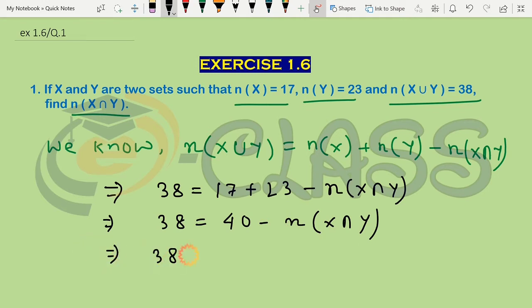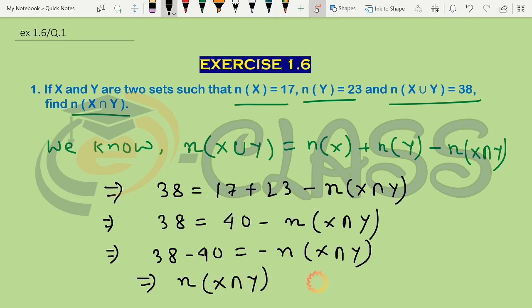Now 38 minus 40 equals minus n of X intersection Y. Hence the value of n of X intersection Y is equal to 2. So this is the answer.